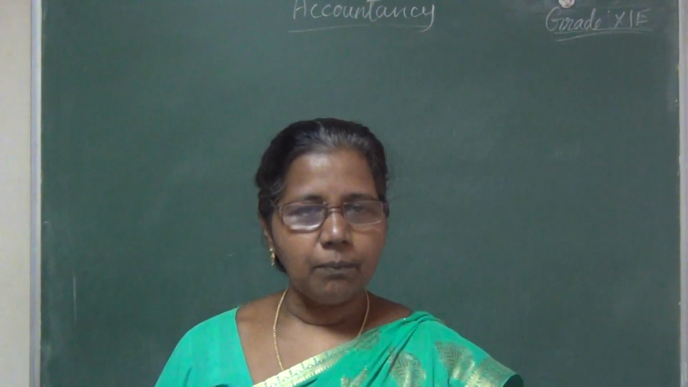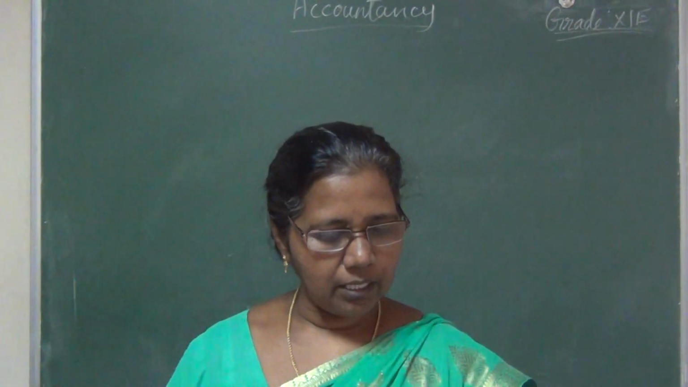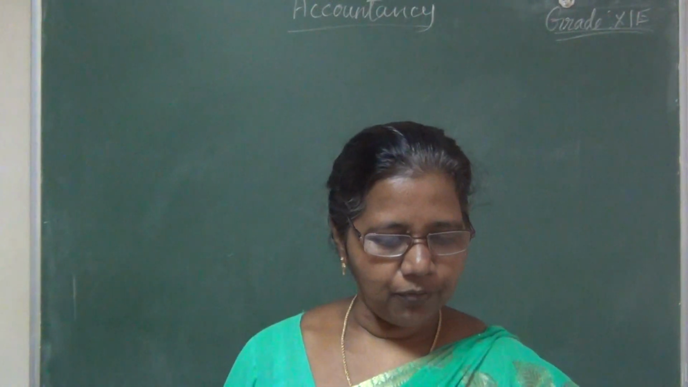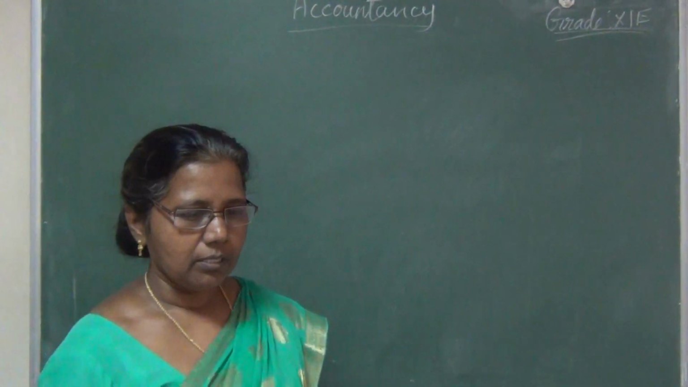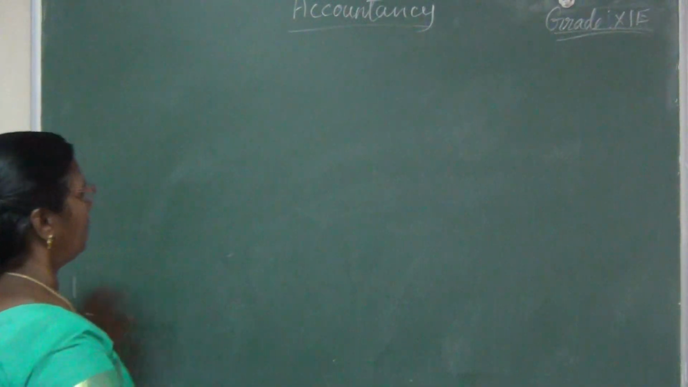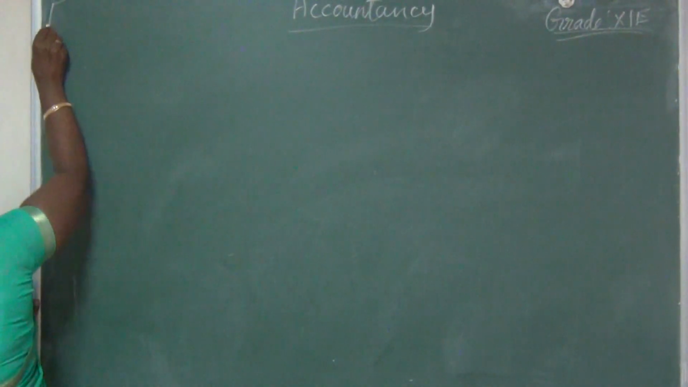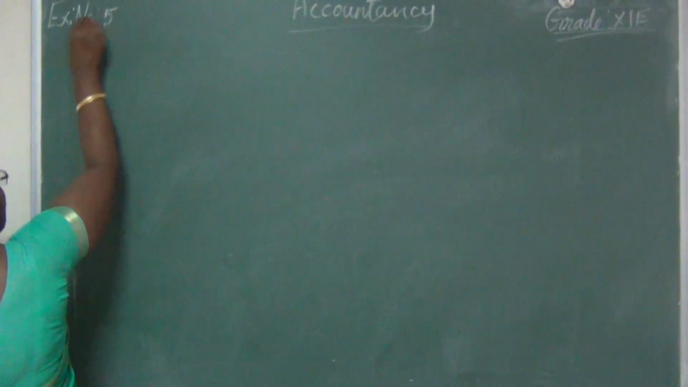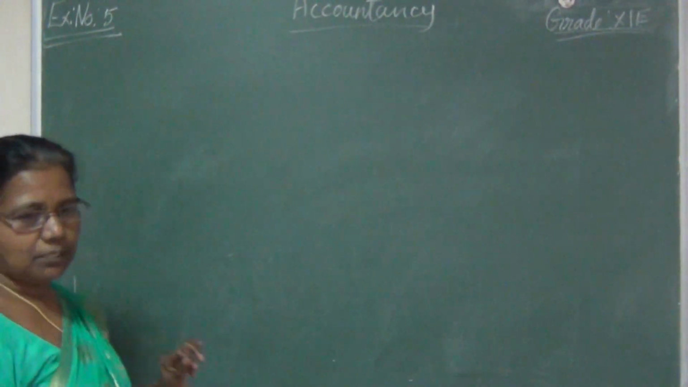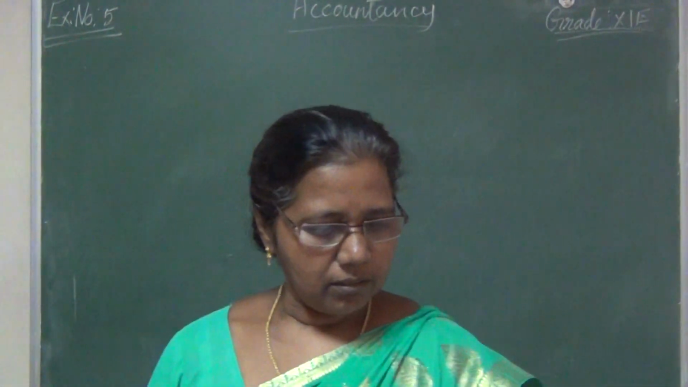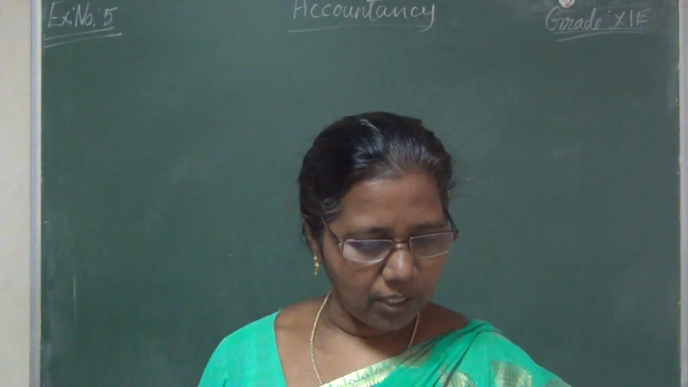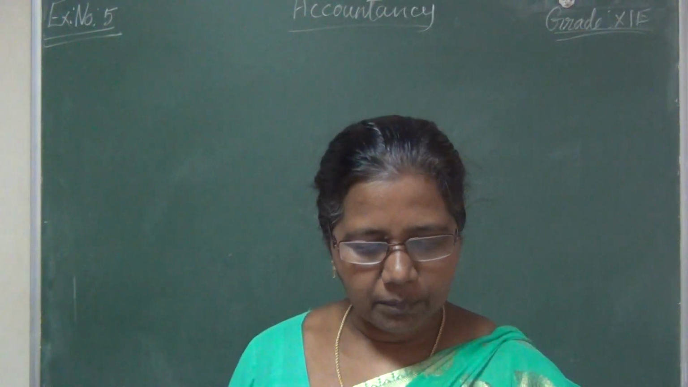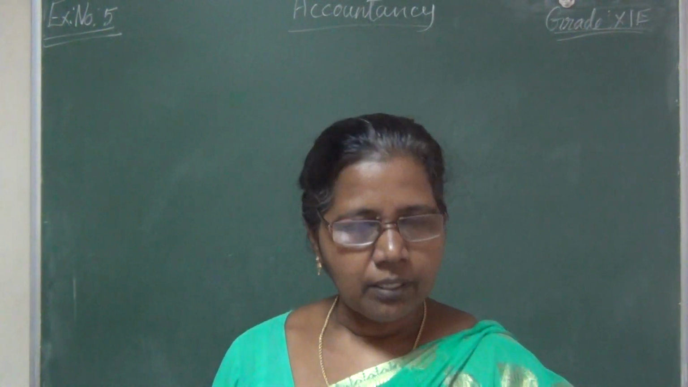Okay. So, please turn in your accountancy notebook to page number 148. Okay. 148, the 3-column cash book. That exercise number 5. Okay. Exercise number 5, 3-column cash book. Let me read that exercise. Okay, you listen carefully. Enter the following transactions in the 3-column cash book of Kalyana Sundaram.